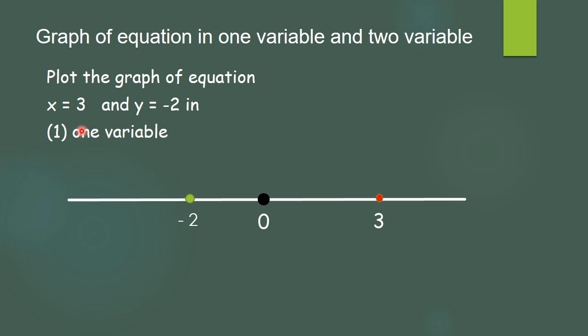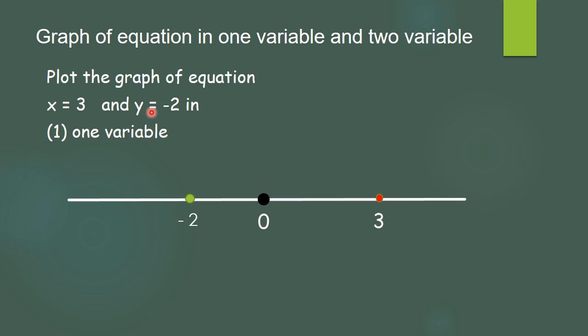Now in one variable, it is only one variable x, and as it is x equal to 3, it means we have to plot on the number line. So this is the number line. You know what is meant by the number line. This is 0, then 1, 2, 3, and so on the right side, while the negative numbers will be on the left side. Now x is equal to 3. To plot the graph, we just have to draw the point at x is equal to 3.